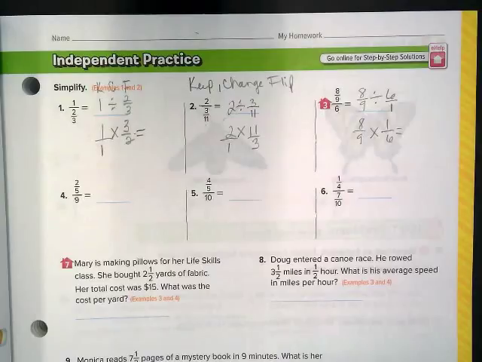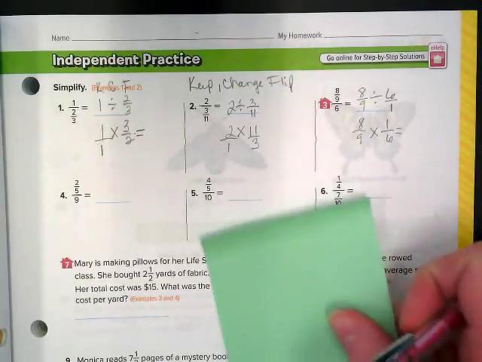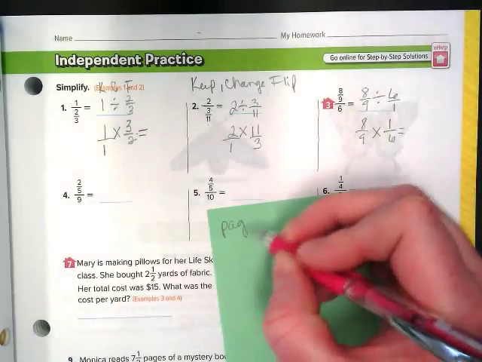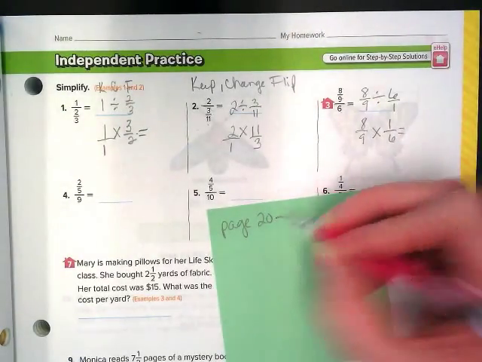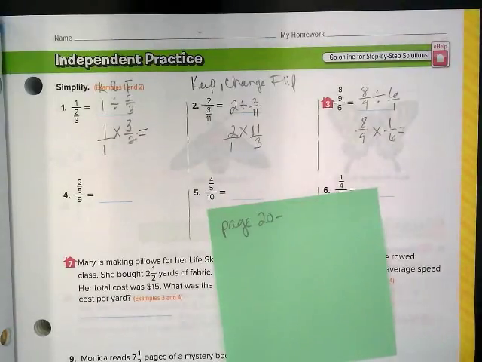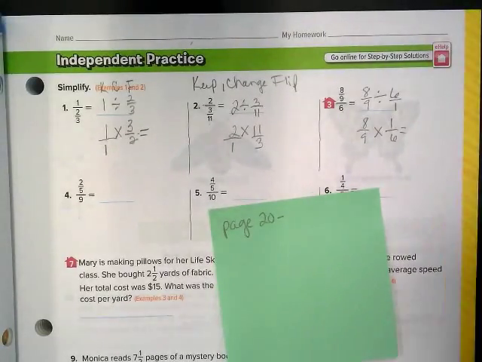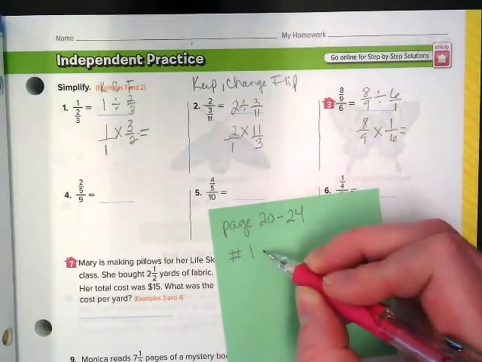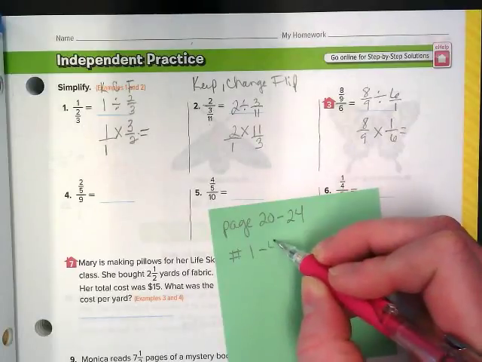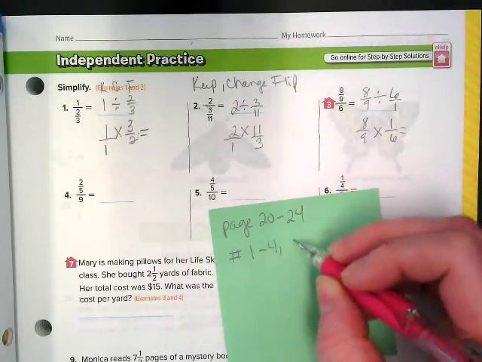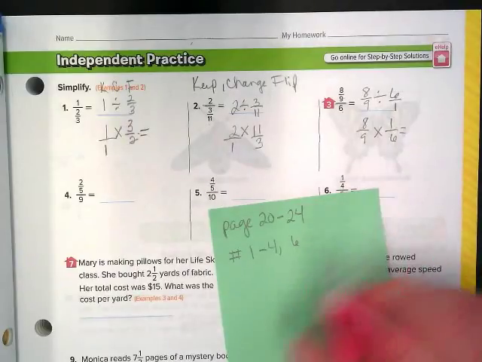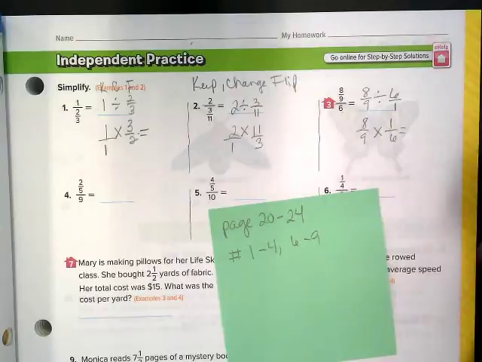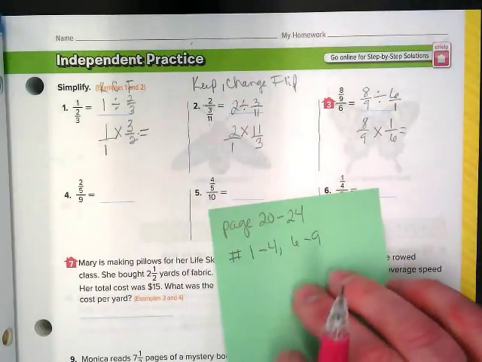I'm not positive exactly what you were assigned by Mrs. Forsyth last week, but when I'm going to grade these pages, I'm going to be looking at pages 20 to 24. Numbers 1 through 4, 6 through 9. And then you'll turn the page.